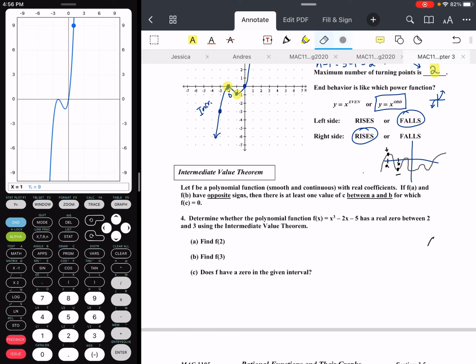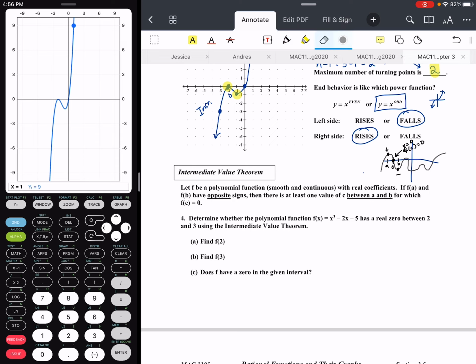So if you've got f of a and f of b on a polynomial function, they have 2 different signs, one's positive and one's negative. That means to get from one to the other, there must be some value c where your function equals 0, so f of c equals 0. To go from positive to negative, you have to cross the x-axis. That's all this is saying.